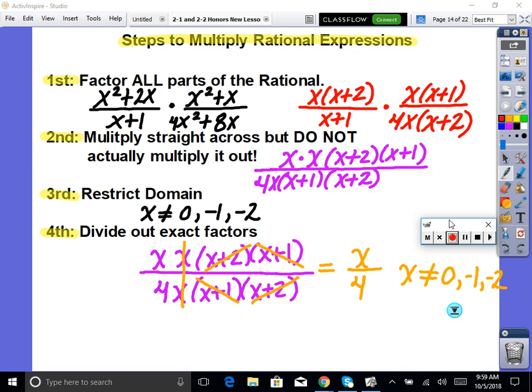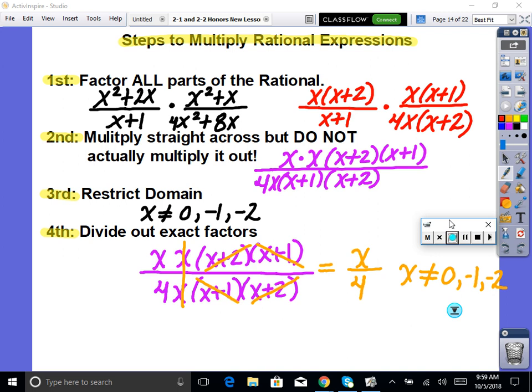But do not, I repeat, do not actually multiply it out. That's the step people forget, and then they get to the test, and on top they get these huge polynomials that they can't factor, and then they are completely in trouble. They don't know where to go. So once again, multiply straight across, but do not actually multiply it out. Leave it factored. Then we're to our third step, which is restrict, and then our fourth step is divide out exact factors. So it's actually really easy.